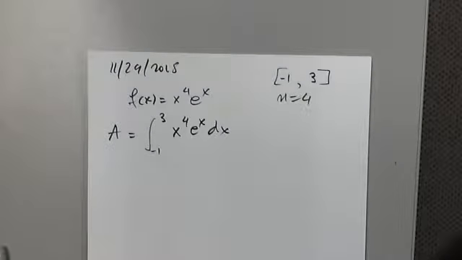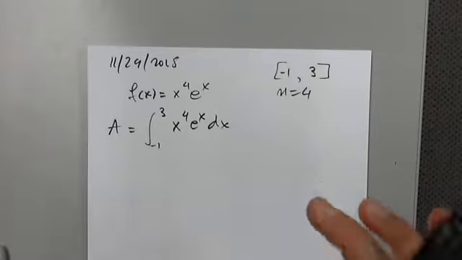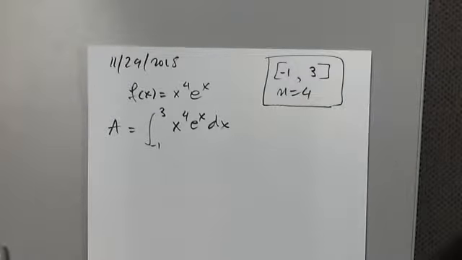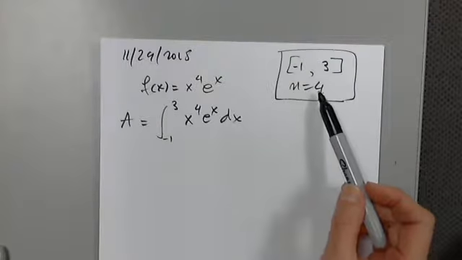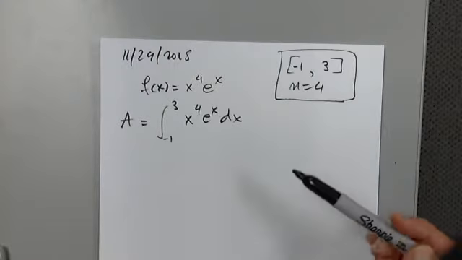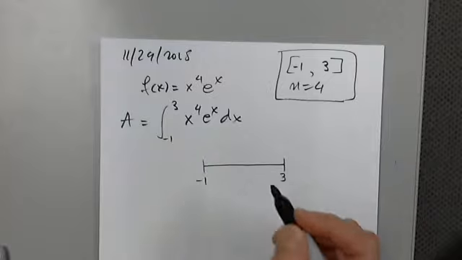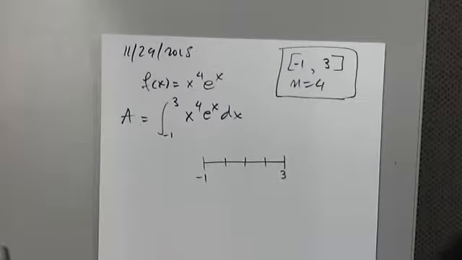Is this function continuous on -1 to 3? Yes, it's continuous everywhere. Perfect. So we don't know how to integrate this right now. The question is only asking us to find an approximation of the area under the graph between -1 and 3, of course, using 4 subintervals. So here it is. This is -1 and 3. I divided it up into 4 subintervals.